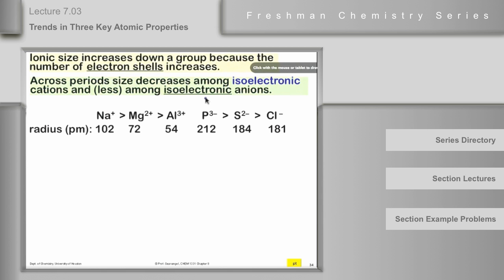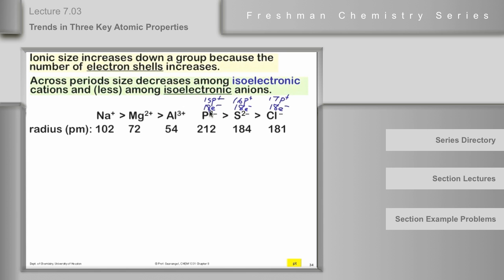So this will have 15 protons. This will have 16 protons, sulfur anion, and chloride anion will have 17 protons. And this will have 18 electrons, this phosphide ion. Sulfide ion has 18 electrons, and chloride ion has 18 electrons. They all have the argon configuration.